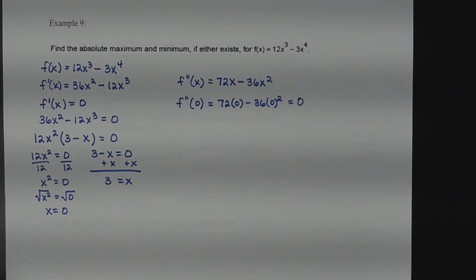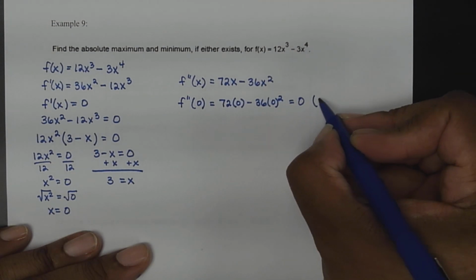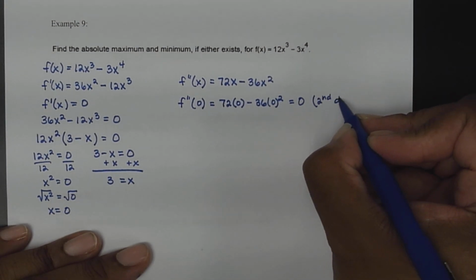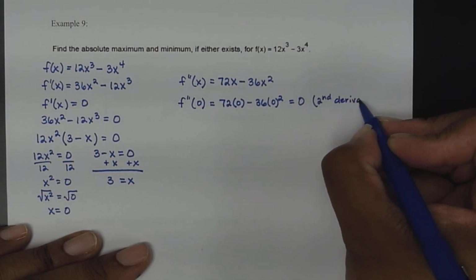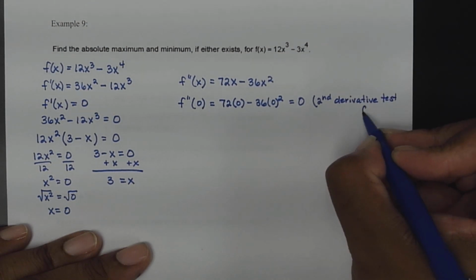So here, f prime was 0, f double prime was 0, so that means that the second derivative test fails.